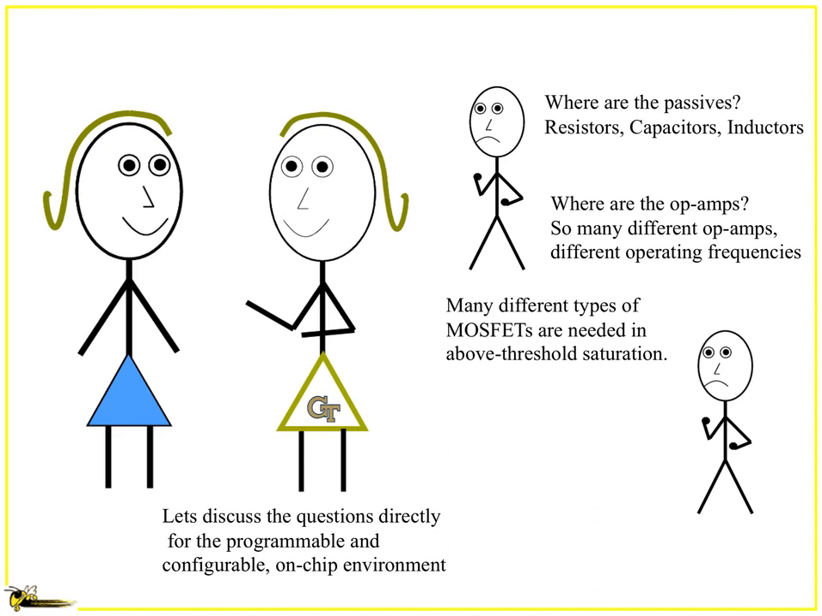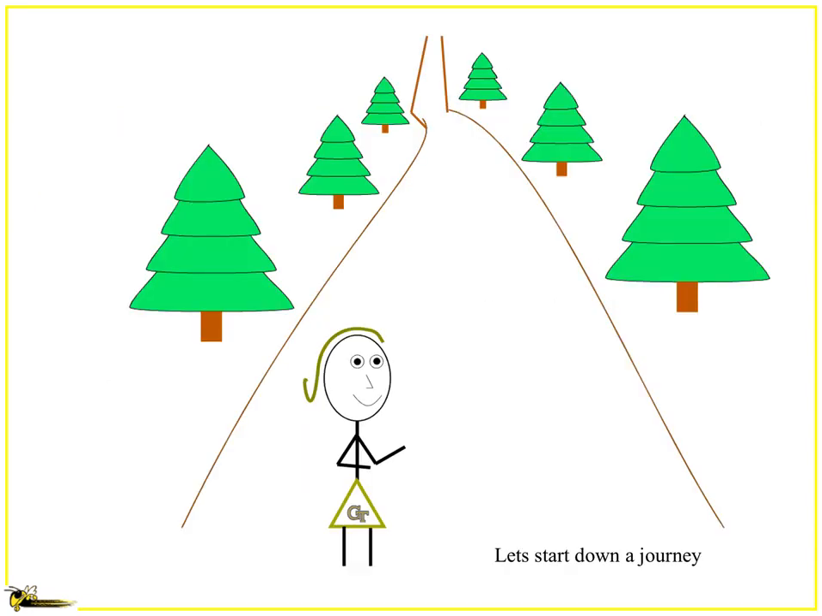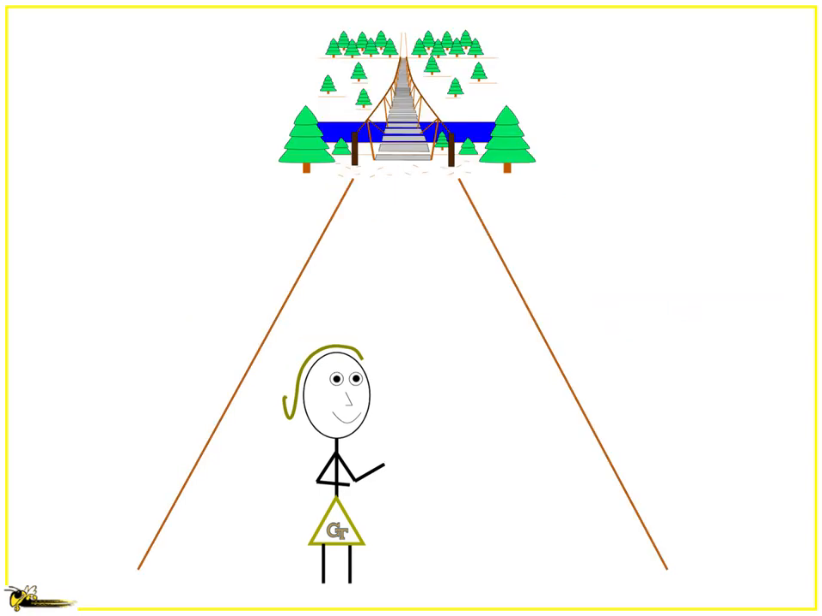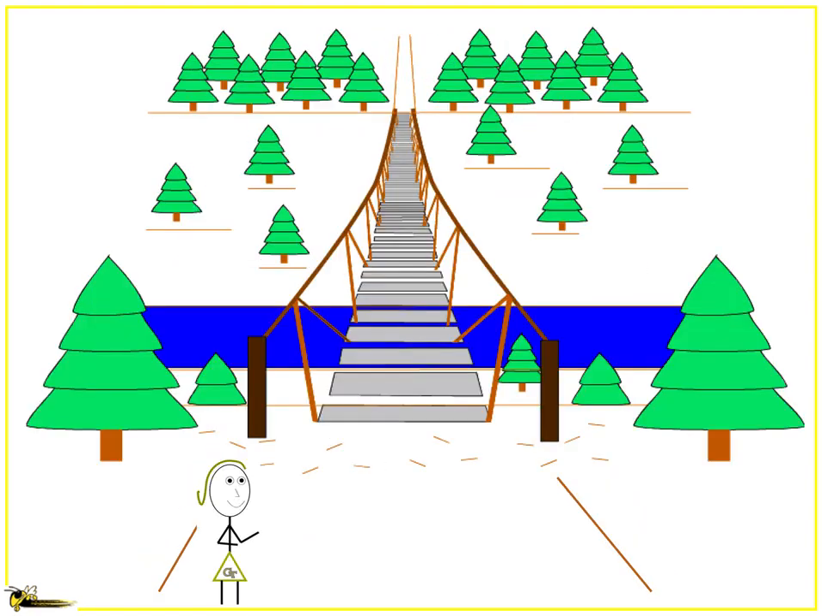So given that, we need to discuss some of these questions directly. Because, as we start looking at a programmable, configurable environment that's on chip, that probably changes the way some of these questions are answered. And we have lots of questions, as we can still see. So let's start down a journey and see how this plays out. Interesting journey getting to a bridge. This seems to be a bridge we need to think about. There's going to be a whole bunch of things in crossing over to talking about these kinds of analog design and what the perspectives are in programmable and configurable design.